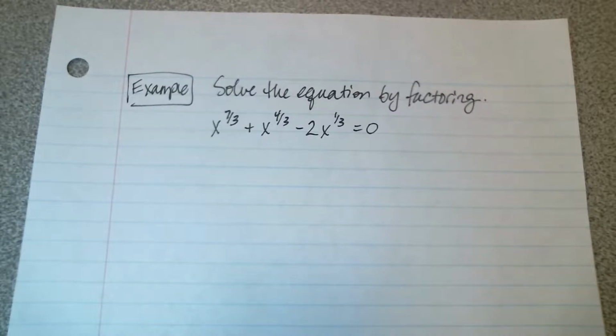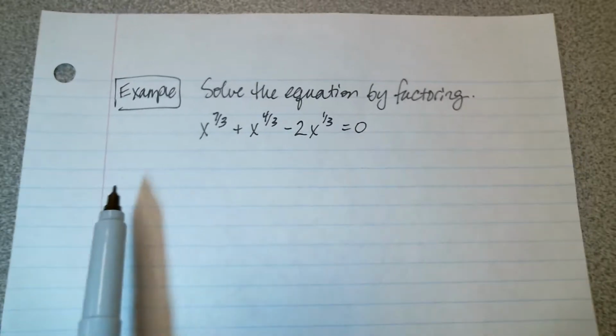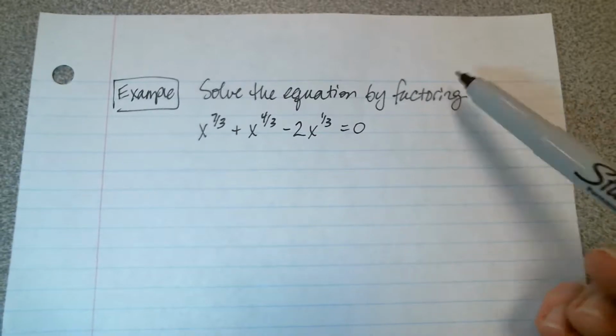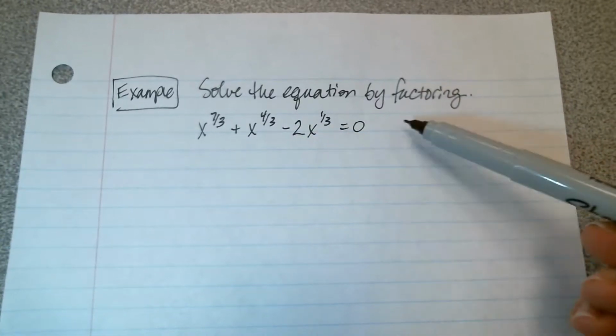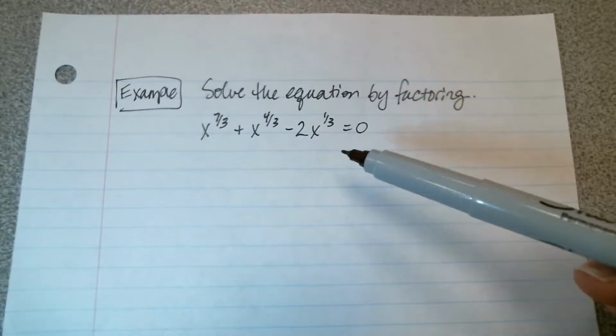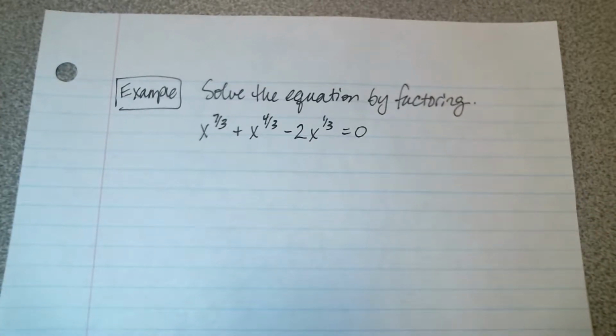So in this example, let's solve an equation like this where our variables all have fractional exponents. I've already set it up here where I've collected all terms on one side and left 0 on the other. Since we're going to be using factoring, this is a critical first step. Fractional exponents are not the easiest things to work with when solving an equation.